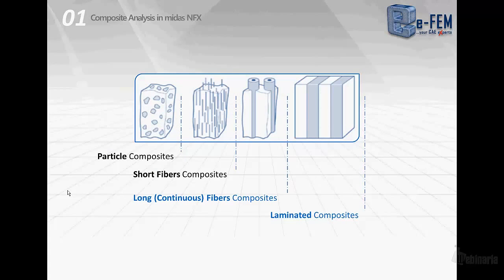We can have four different families of composite materials. We start with particle composite. The concrete is an example. The reinforcement material is dispersed into the matrix materials and it has the shape of particles. Then we have a short fiber composite. In this case, the reinforcement is made of fibers, and these fibers are of a short length and they are dispersed into the matrix.